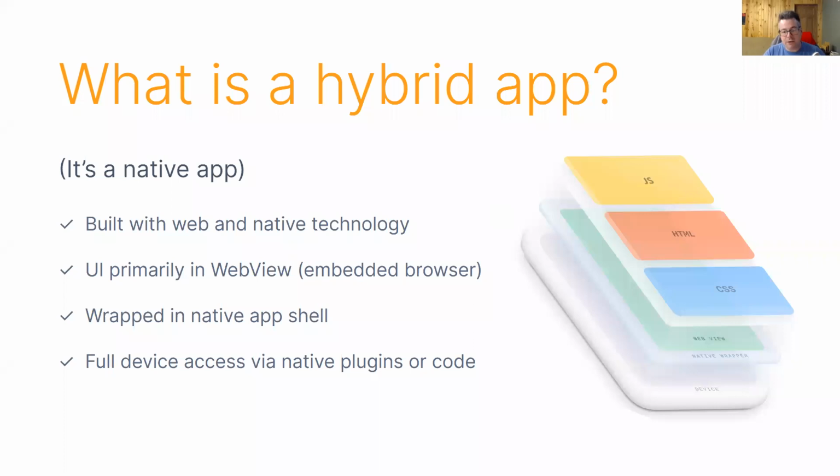And how this specifically works is you build your user interface, for the most part all of the logic of the application. And then what we do is wrap that inside of a native app shell. And how that user interface runs, because it's using web technology, so JavaScript, HTML, and CSS, it runs inside of a web view, which is essentially an embedded browser. So you can kind of see from our image there how that might look conceptually.